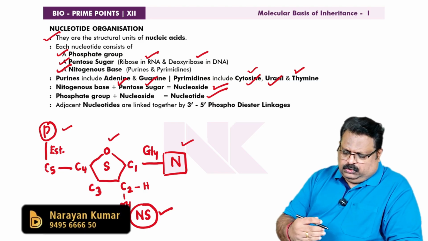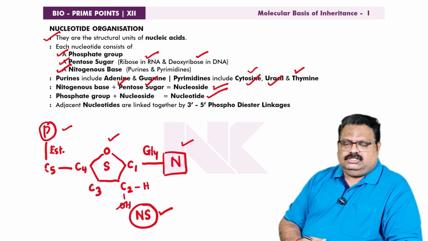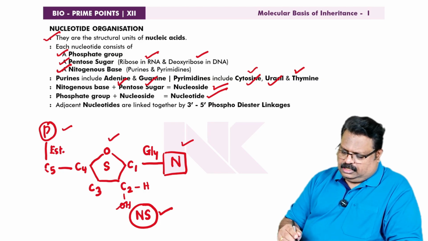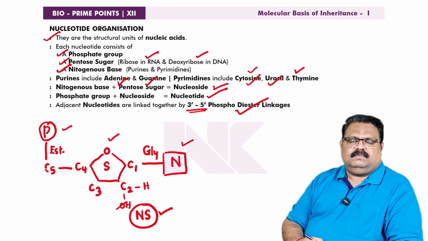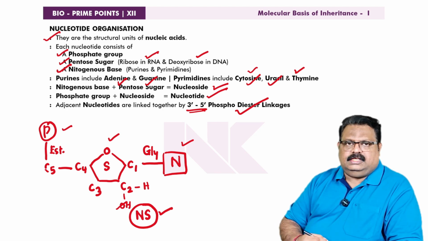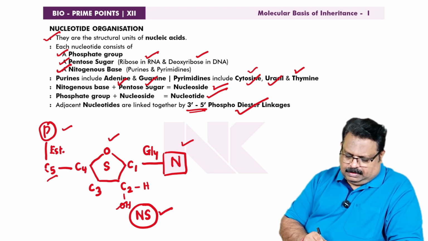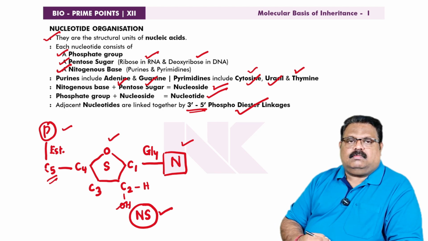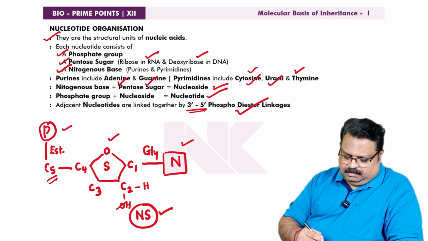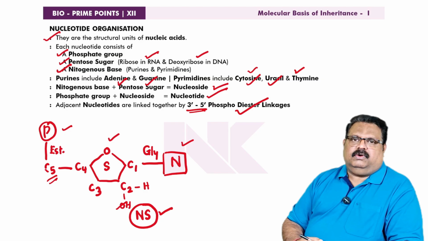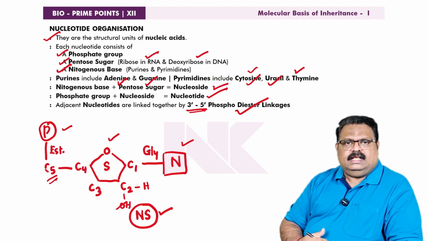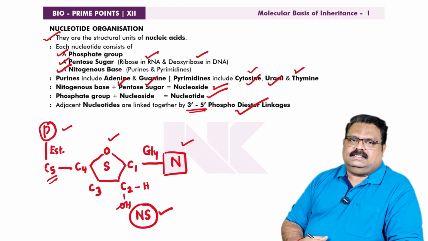Adjacent nucleotides in an RNA or DNA are linked together by 3,5-phosphodiester linkages. That means a diester linkage is produced between the fifth carbon atom of one sugar and the third carbon atom of the adjacent sugar, mediated by a phosphate group. That bond is called the phosphodiester bond. This is the organization of a nucleotide. Nucleotides are the building blocks of nucleic acids.